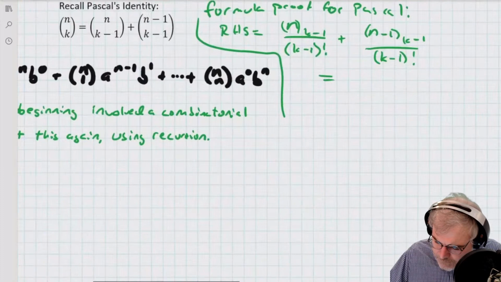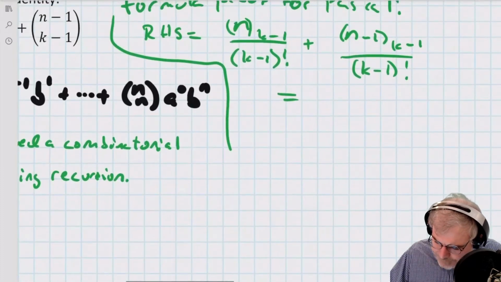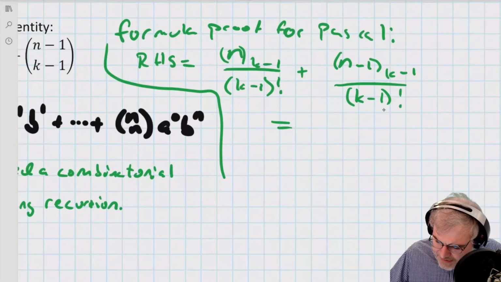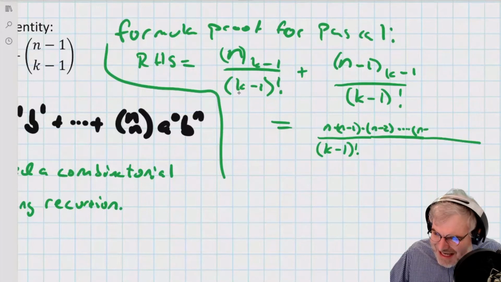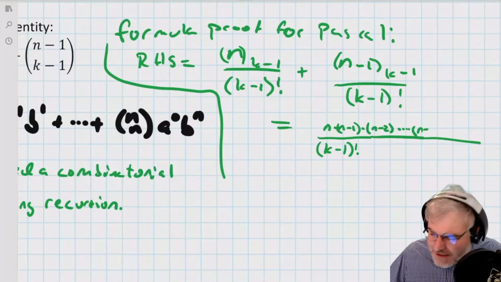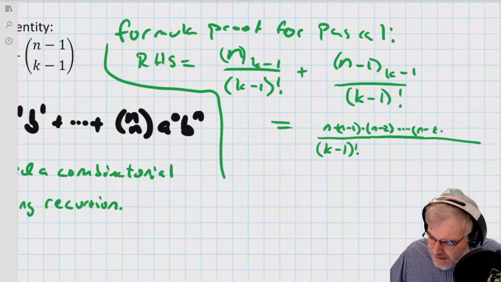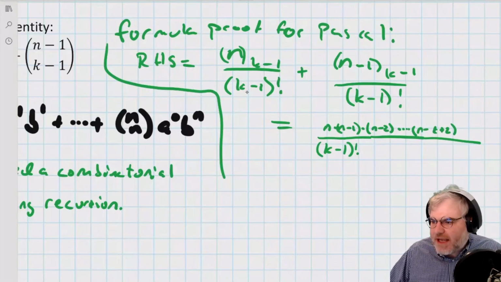Let's do this. Right, now I've got a common denominator of k minus 1 factorial. And then I've got n times n minus 1 times n minus 2 times dot dot dot times n minus... Now this one's tricky because normally it would be n minus k plus 1, but since I'm only going k minus 1, it's k plus 2, because I'm only going k minus 1 of these.